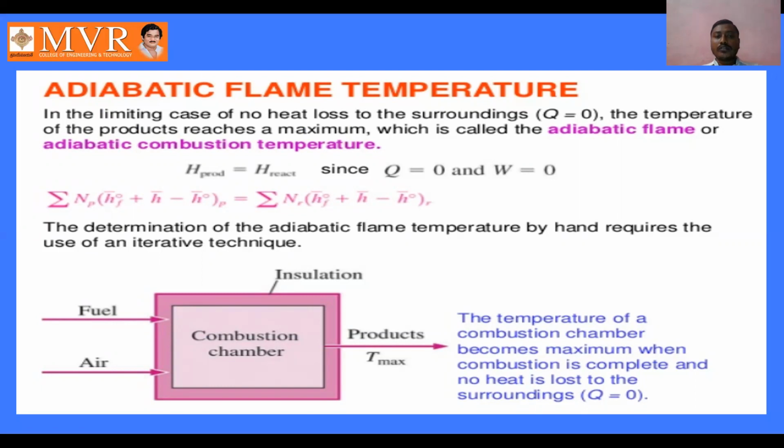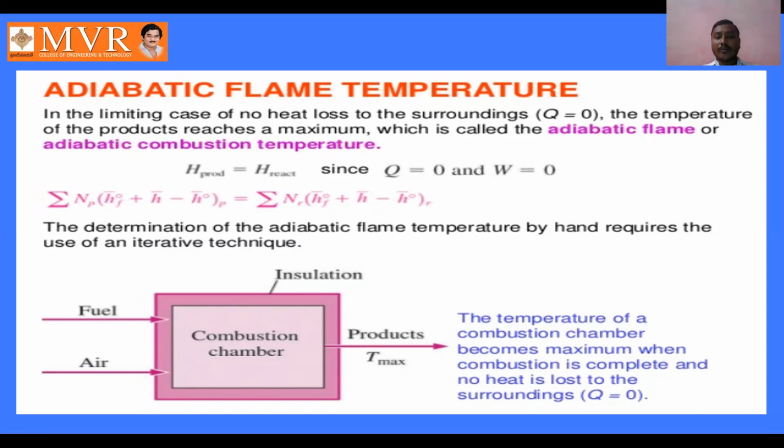The temperature of the products reaches a maximum, which is called the adiabatic flame or adiabatic combustion temperature. What I am telling you here is that no heat is going to be lost to the surroundings or entered into the system, so the heat is equal to 0. When heat is not transferring in or out of the system, there is no work and no change in kinetic energy or potential energy. This is the adiabatic flame temperature.